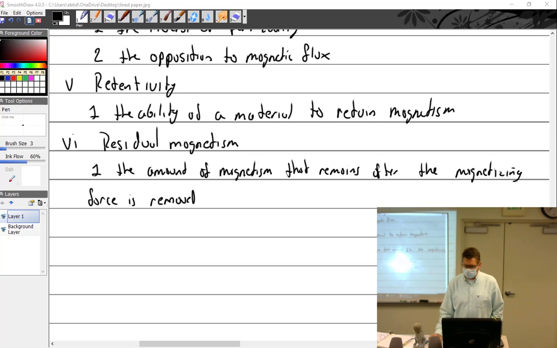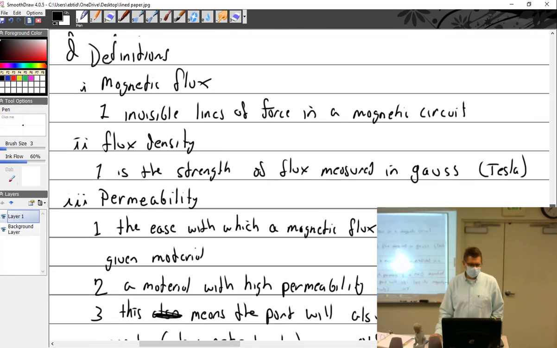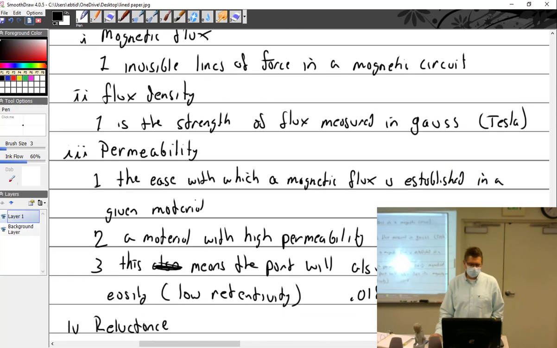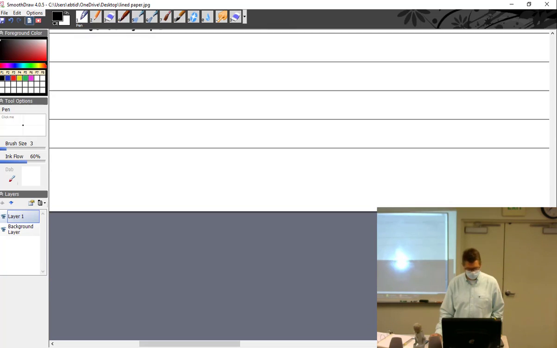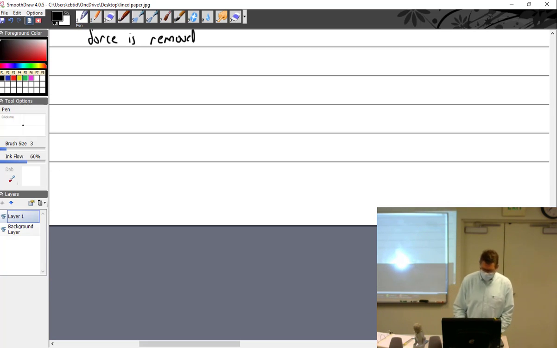Okay, so we were talking about definitions yesterday. We got magnetic flux, flux density, permeability, reluctance, retentivity, and residual magnetism are the ones I threw out. And now we'll talk about material properties.